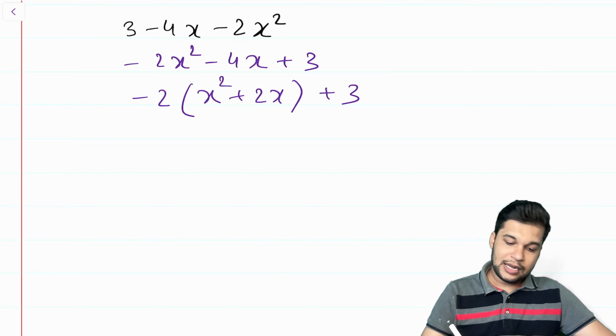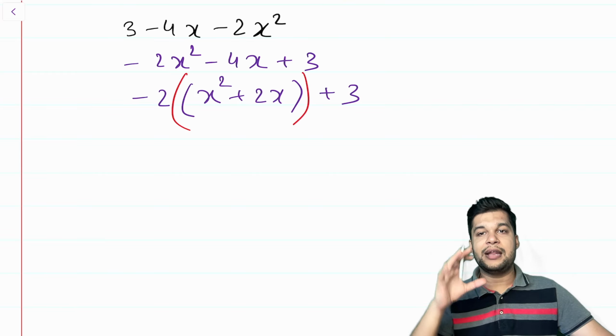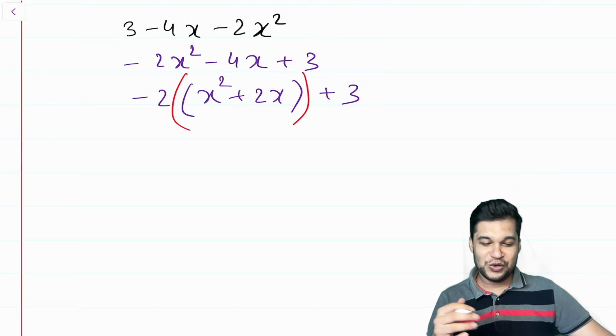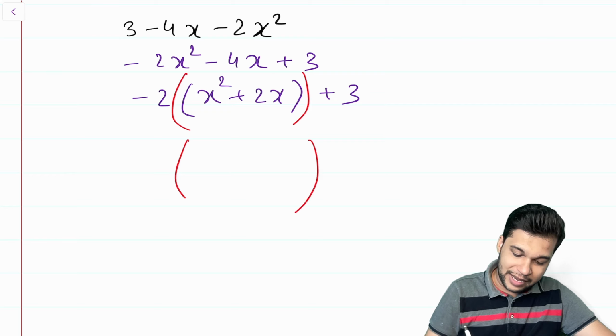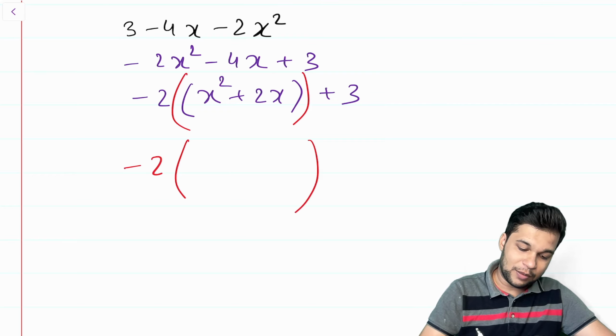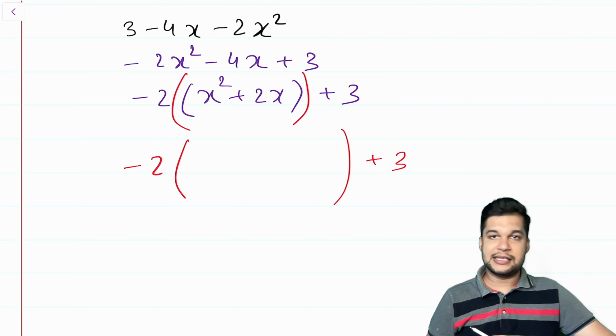Okay, now I'm going to put these two terms, that bracket, in another bracket. So your answer will look something like this. Minus 2 will remain as it is, and your plus 3 will remain as it is.